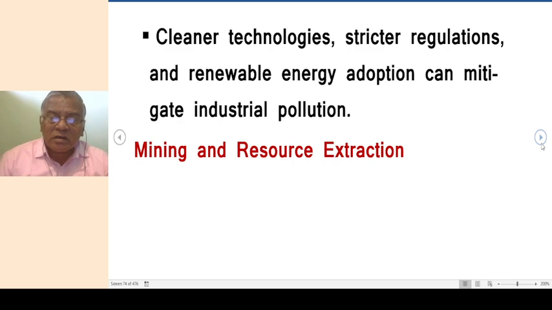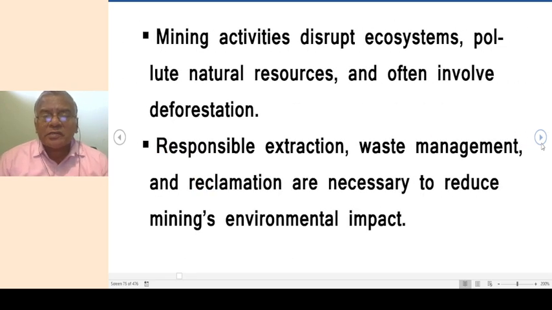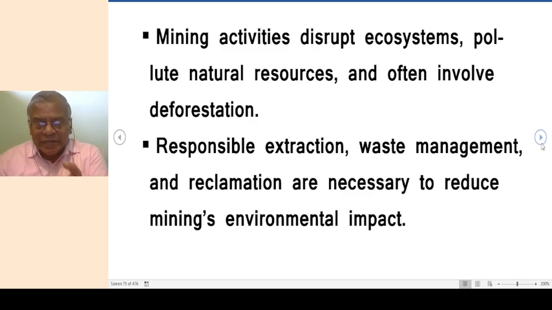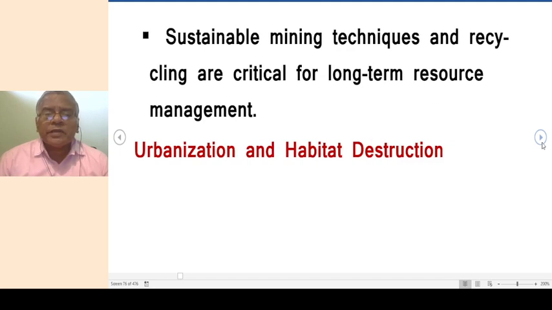Mining and resource extraction is another anthropogenic activity. Mining activities disrupt ecosystems, pollute natural resources, and often involve deforestation. Responsible extraction, waste management, and reclamation are necessary to reduce mining's environmental impact. Reclamation means you clean the land and restore it to its original form. Otherwise, it is polluted with so many chemicals. So that is called reclamation. Sustainable mining techniques and recycling are critical for long-term resource management.